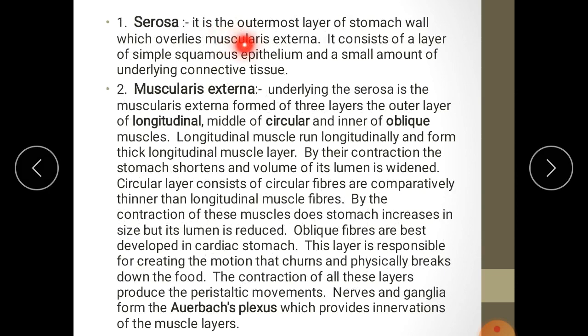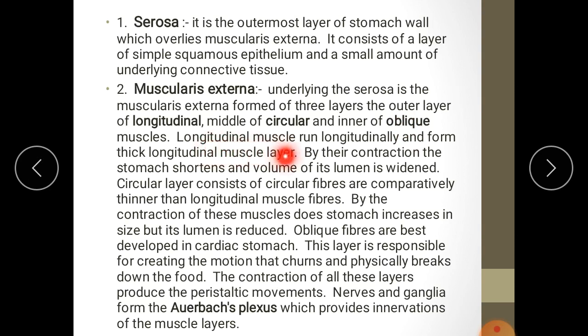So serosa is the outermost layer of the stomach wall which overlies the muscularis externa. It consists of a layer of simple squamous epithelium and a small amount of underlying connective tissue. Underlying the serosa is the muscularis externa, formed of three layers. The outer layer is of longitudinal, middle of circular, and inner of oblique muscles. Muscles are arranged in three patterns: longitudinal, circular, oblique.